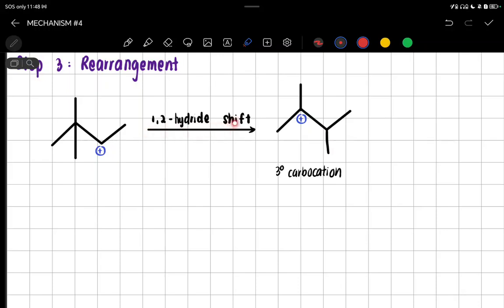So after the 1,2 hydride shift, a more stable carbocation is formed. In this case, the positive charge is located on a tertiary carbon, which is more stable than the previous secondary carbocation. So the rearrangement allows for a more substituted and therefore more stable carbocation, leading to a more efficient and selective reaction.